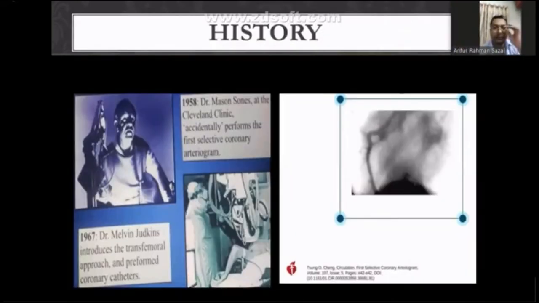If you go back to the history, selective angiography was an accidental outcome of a non-selective aortic root aortography done in the 1950s. We were trying to visualize the coronary artery in a patient with valvular heart disease before surgery. But accidentally, the catheter entered the right coronary artery, as you see on the right side. This was the first angiogram detected as a selective angiogram. From there, Judkins and others made pre-shaped catheters selective for the right coronary and also for the left coronary. So history is like that. It was an accidental outcome of a non-selective angiogram.